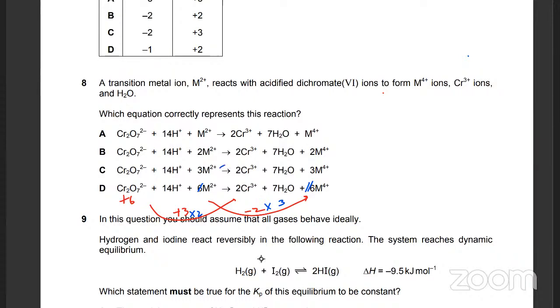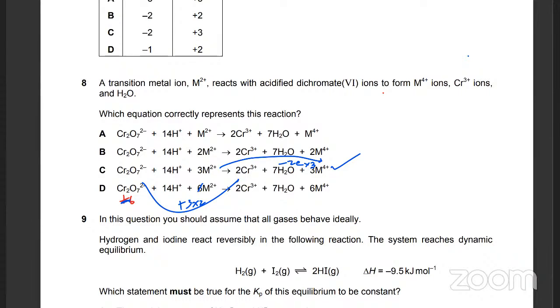Just C has, how many electrons are gained? M2 plus to M4 plus, that's 2 electrons lost. So 2 electrons are lost and you got 3 of them. That's a total of 6 electrons getting lost. Cr goes from plus 6 to plus 3, so that's a gain of 3 electrons, but you got 2 of them. So that's a gain of 6 electrons. So this equation looks to be balanced electron wise, right? Is that clear?